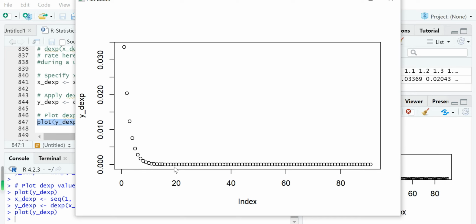For example, the 20th value, which is about the value 2. When the random variable equals 2, you can see the density is very close to 0. But if it is about 0.3, then the density will be quite high, almost 0.01.